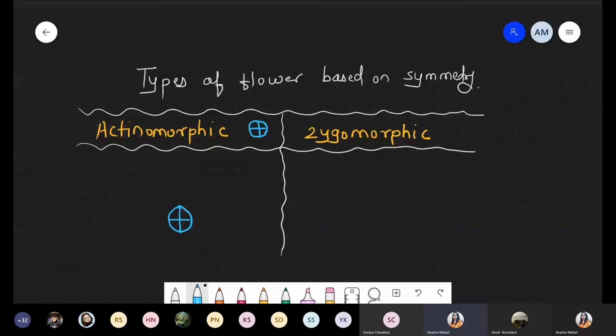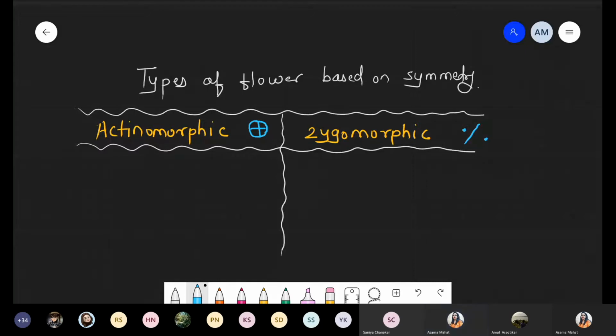Now, zygomorphic is represented by the percentage sign like this: one oblique line and two dots, because it has some meaning. That's why we are representing it like that. So first of all, we are talking about the meaning of actinomorphic and why it is represented by one circle and the plus sign.